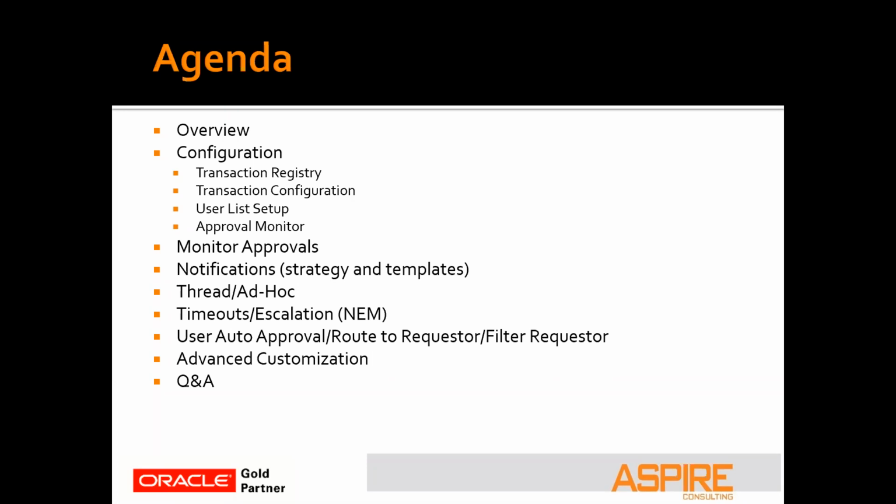This is where we get into a little more customization type stuff, a little less out of the box: timeouts and escalations, as well as the NEM, which is the notification and escalation manager. Then we'll talk about the user approvals, the routes to the requester, filter requester, and then that last slide is really advanced customization, where we're going to go over what you can really do with workflow if you've got a developer going in the back end and doing some heavier customization.